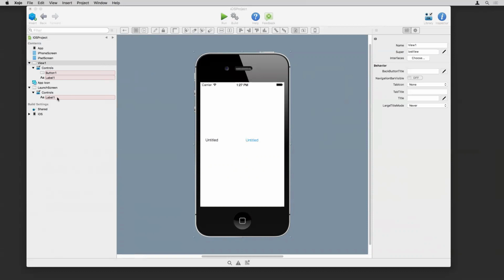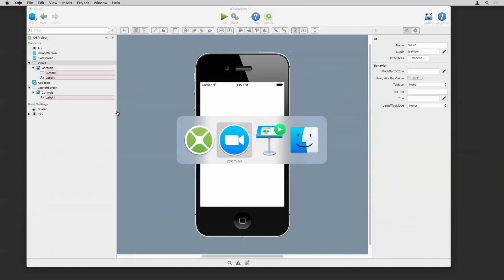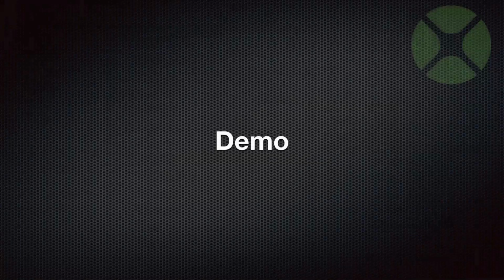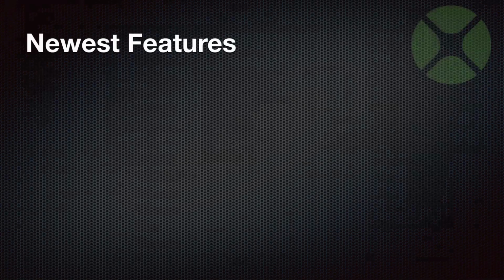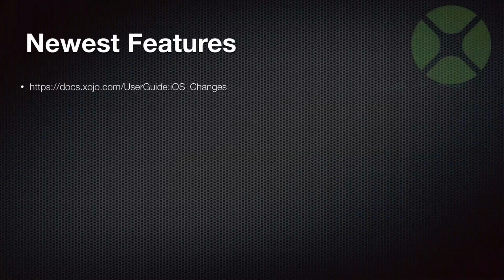All right, so that's on a high level, the overall parts of an iOS project and how a few things work together. And I want to just call out some of the newer features that have been added to iOS projects. You can, of course, get the full list of things as they're changed on the doc site on this page here.